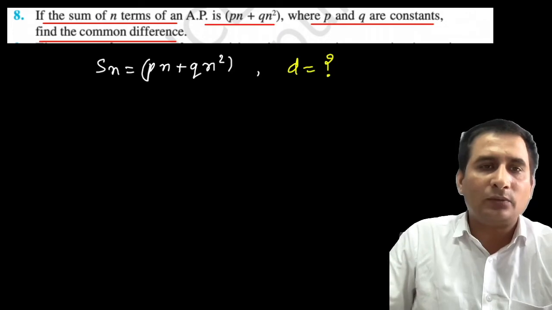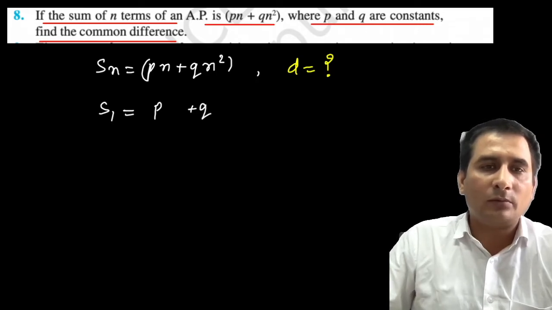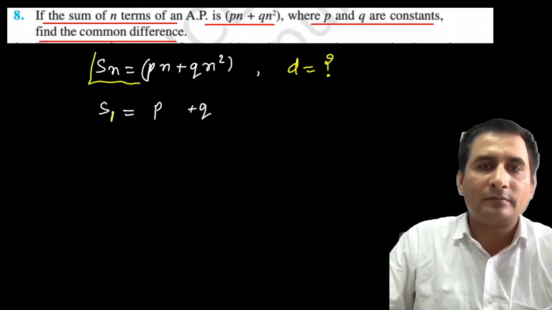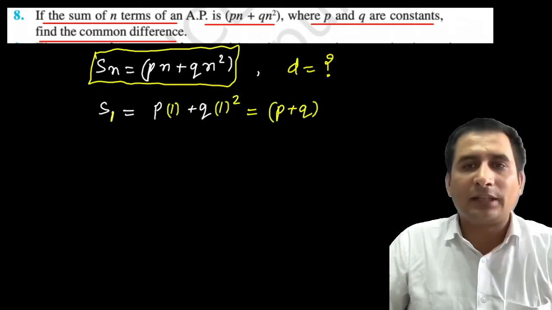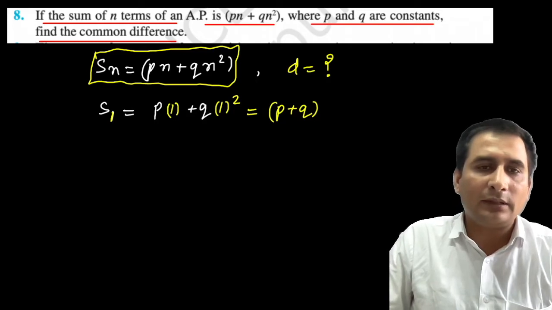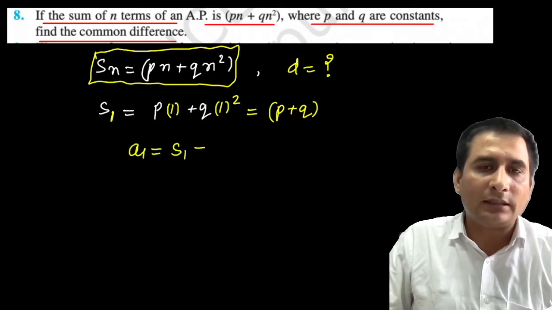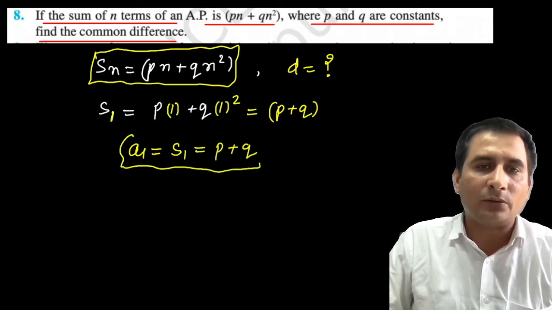So if I put S1, n को अगर मैं 1 रखूं तो it becomes P plus Q. If I put n equal to 1 on both the sides in this given expression, so it's 1 square. So it's P plus Q. S1 का मतलब है पहली टर्म का सम किया है मैंने. So S1 means we have the sum of only the single term. So A1 is P plus Q. So from here I have obtained A1 is P plus Q.